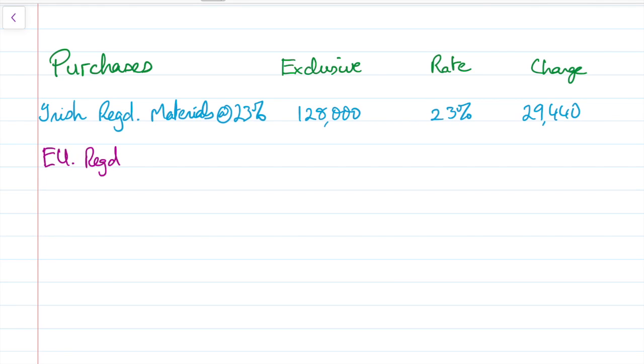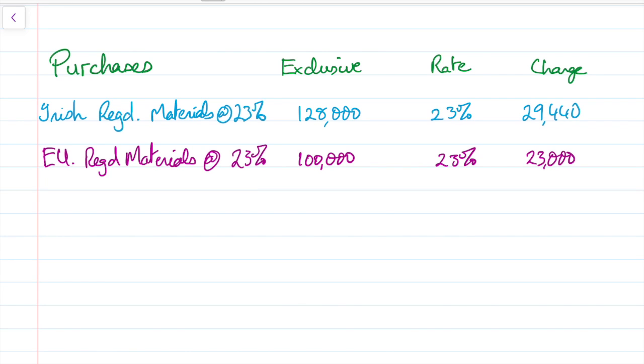€29,440. EU registered supplier, so the materials we already spoke about above, because we did the self-accounting, but we get to claim it as an input as well, and so the amount there is 23,000. And so those two amounts will actually offset against each other when we do our final calculation for our VAT liability.